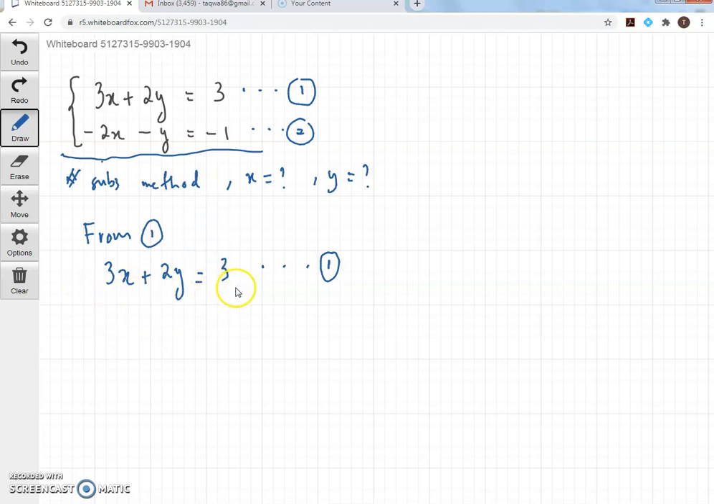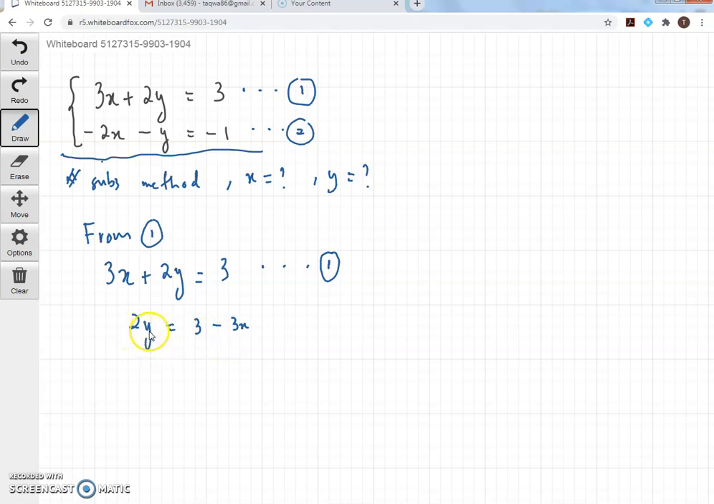Now let us choose which variable will become the subject of our equation. Let's say I want to write y in terms of x. So I'm going to bring the 3x to the other side. You are supposed to get 2y equals 3 minus 3x, because this is an addition between two numbers, so if you bring it to the other side, it becomes the other operation, which is subtraction.